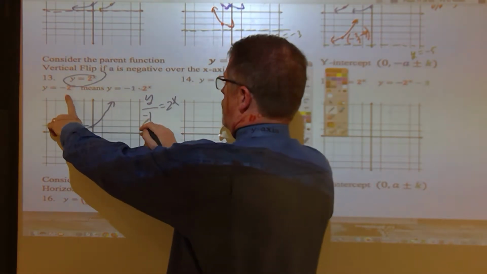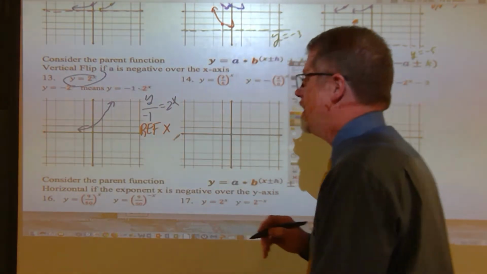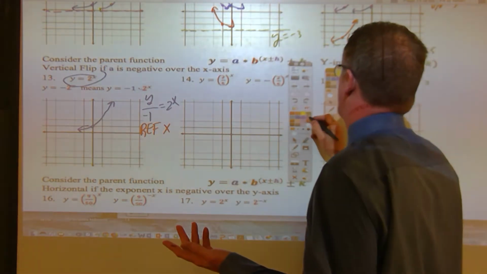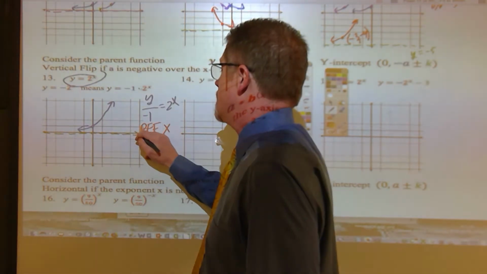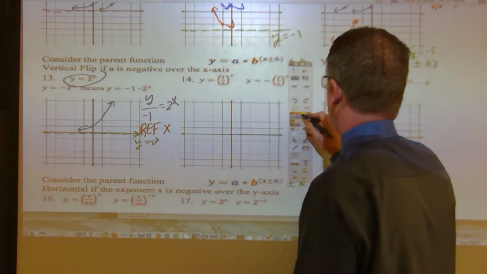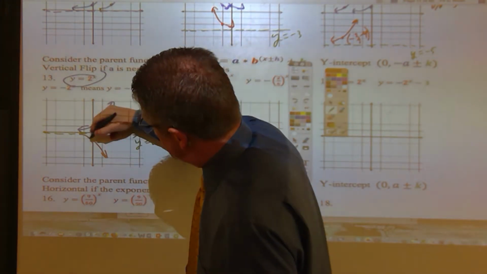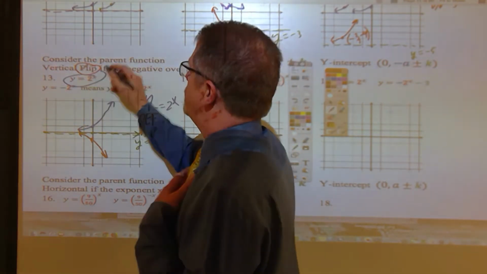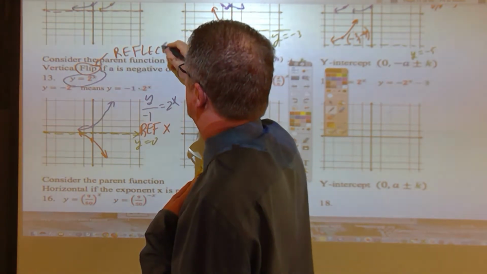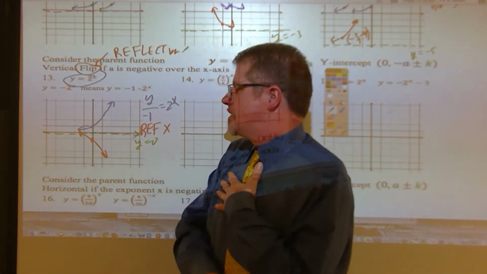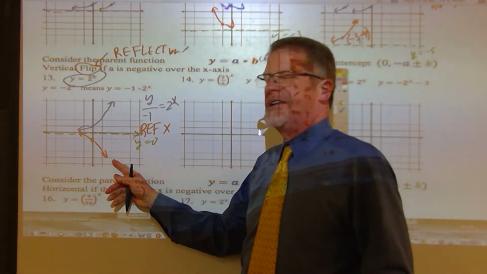When you see a negative out front, that's going to reflect the parent graph over the x-axis. And so the only thing you have to do to get full credit on a graph like this, by the way, reflections have no effect on the asymptote. The asymptote is still y equals 0. So all you gotta do is go from +1 to -1, and it's flipped. Vertical flip. Again, a flip is not an official mathematical word, but a reflection is. And so it just reflects over the x-axis. It's like it's looking in the mirror. Any questions on how to get this red graph for number 13?